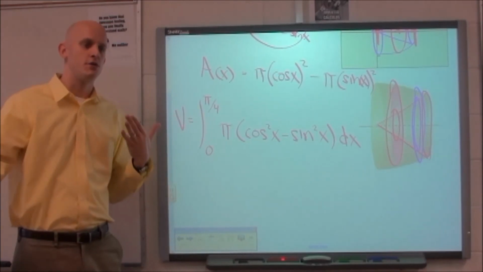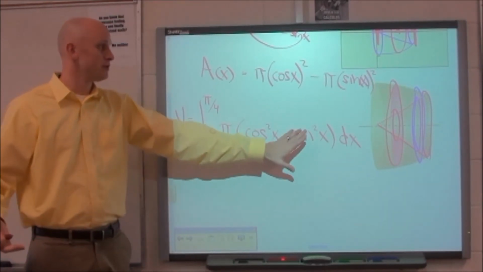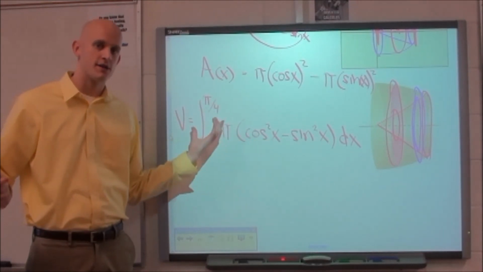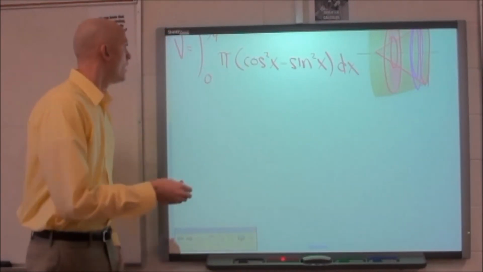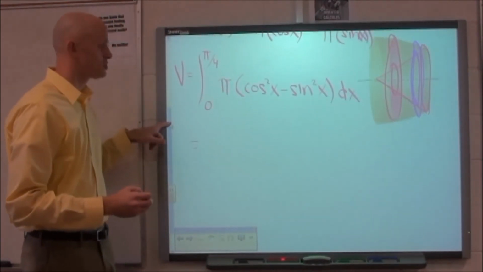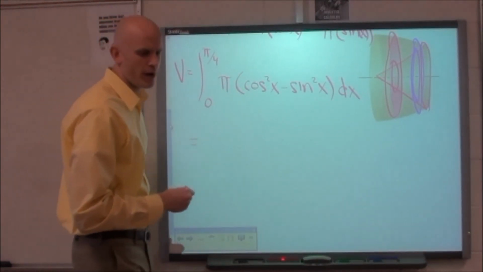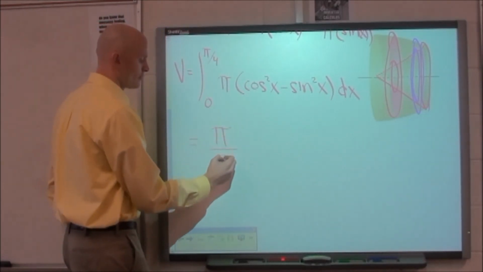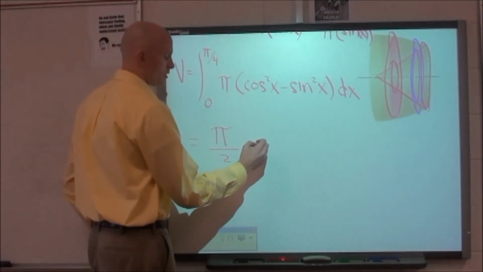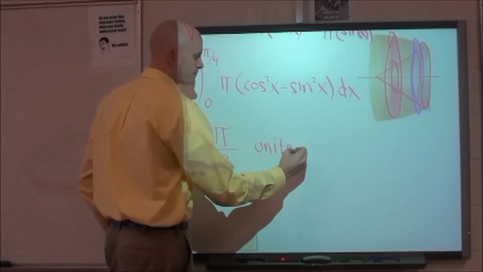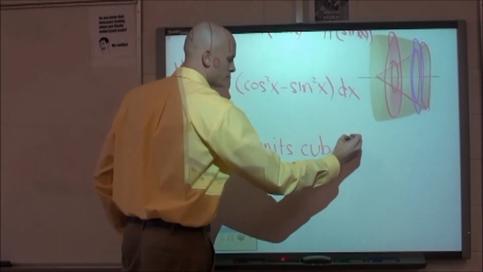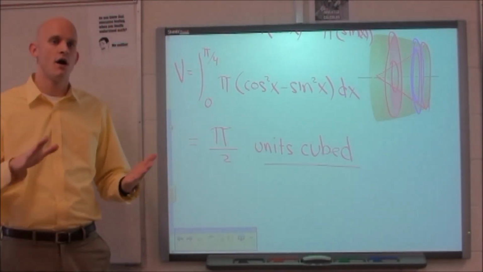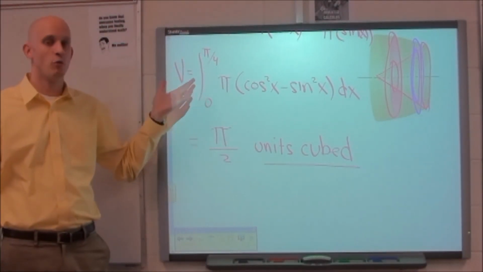Now you'll go ahead and use your rules that you already have for antiderivatives and the fundamental theorem of calculus to evaluate the definite integral. When you do so, you should come up with an answer of, exactly in this case, pi over 2 units cubed. And that is finding the volume of a solid using the washer method.